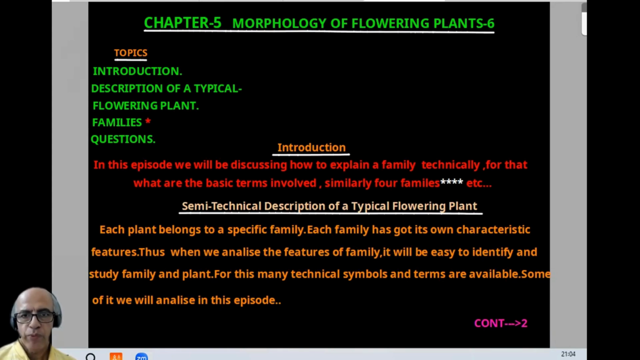So chapter 5, Morphology of Flowering Plants. As usual, there will be an introduction, then description of a typical flowering plant, followed by families. Then 5 theory questions and 5 NEET model questions, as usual with the key.